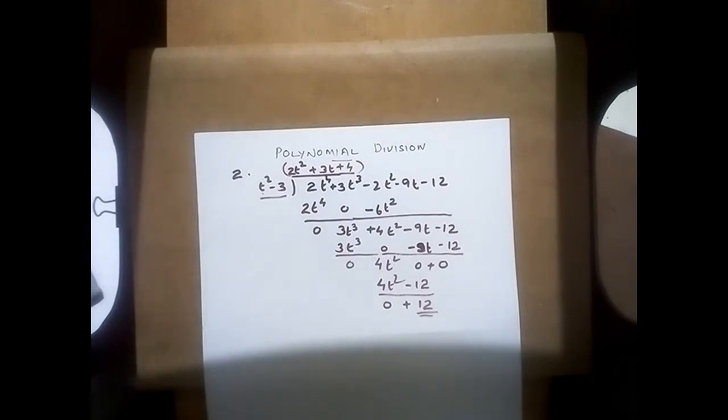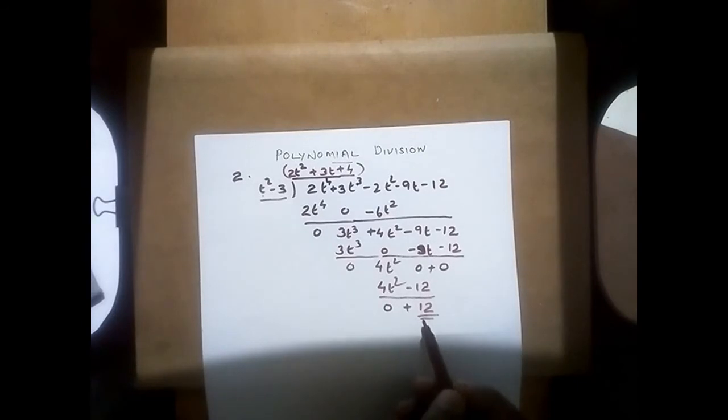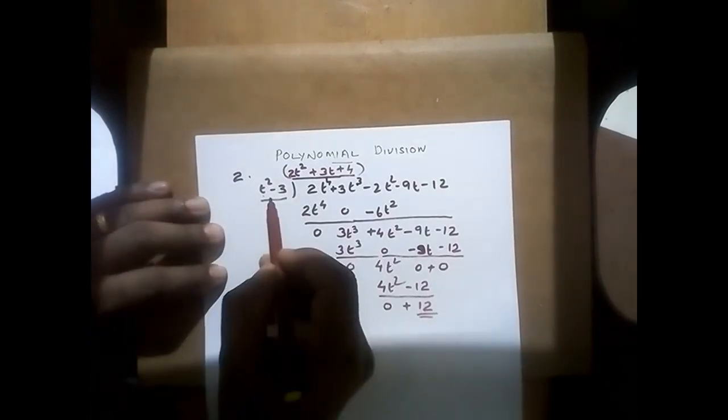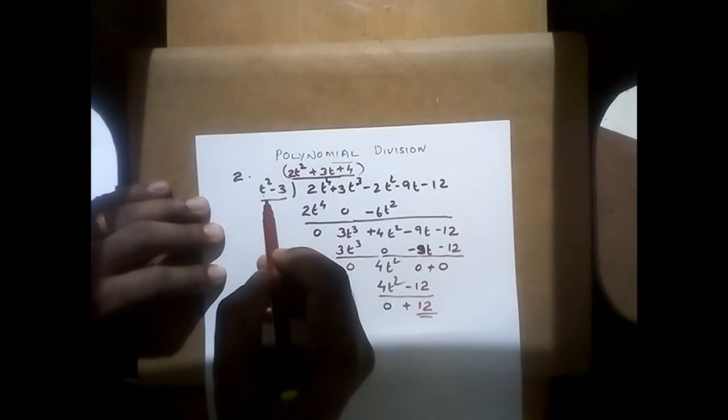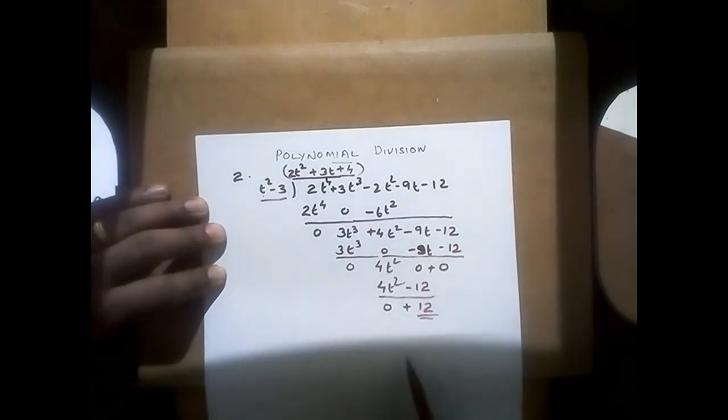As we have seen in the previous videos, the degree of the remainder will be less than the degree of the divisor. Here the degree of the divisor is 2, so the degree of the remainder can be either 0 or 1. Here the degree of the remainder is 0.